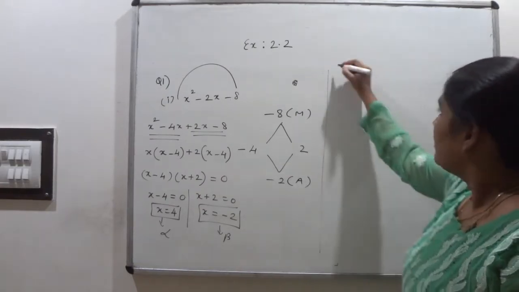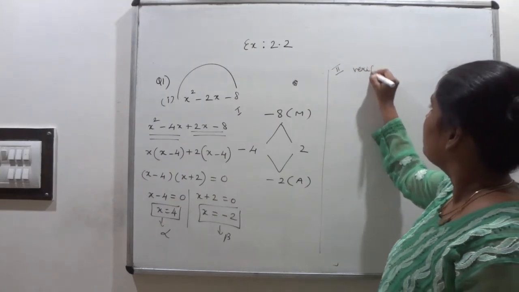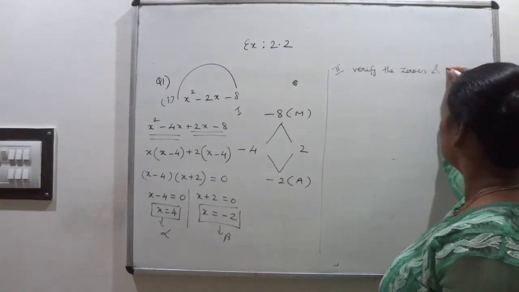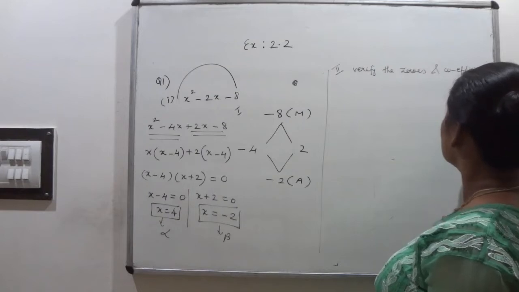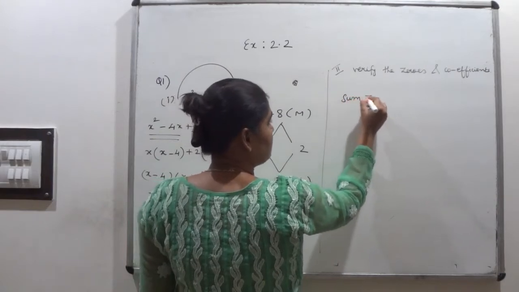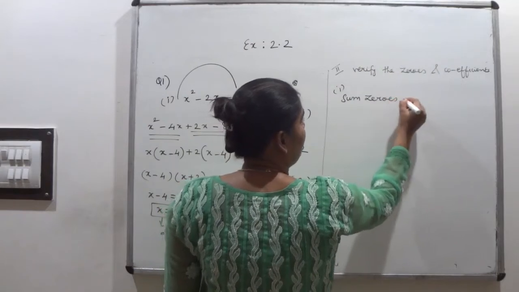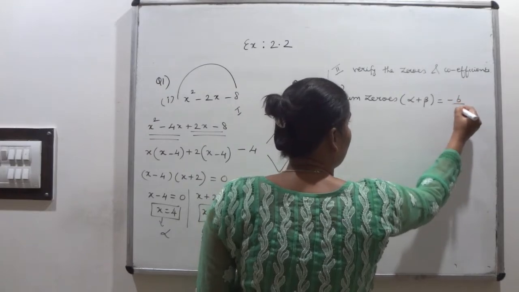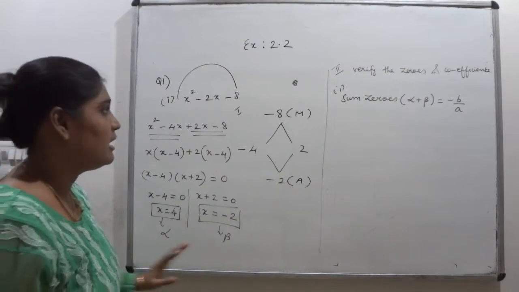Okay. Second step, verify the zeros and coefficients. I already told you what are the coefficients and zeros. Yes. The first one, sum of zeros. Write it here. Sum of zeros, that is alpha plus beta, which is equal to what? Minus b upon a. Right. First you write what is a, b, c, alpha, beta, everything here.